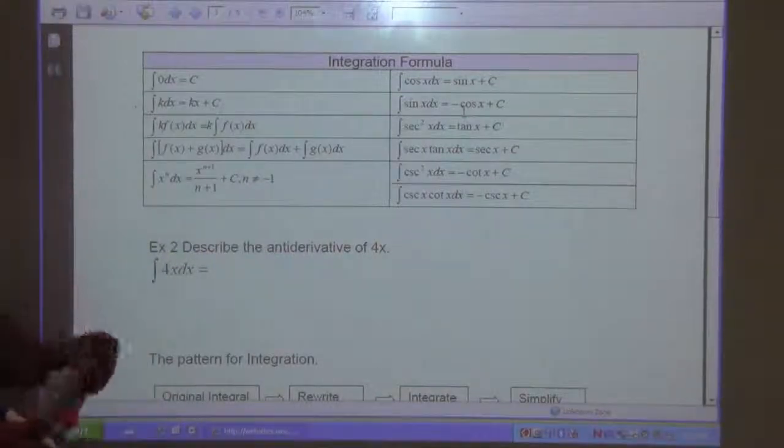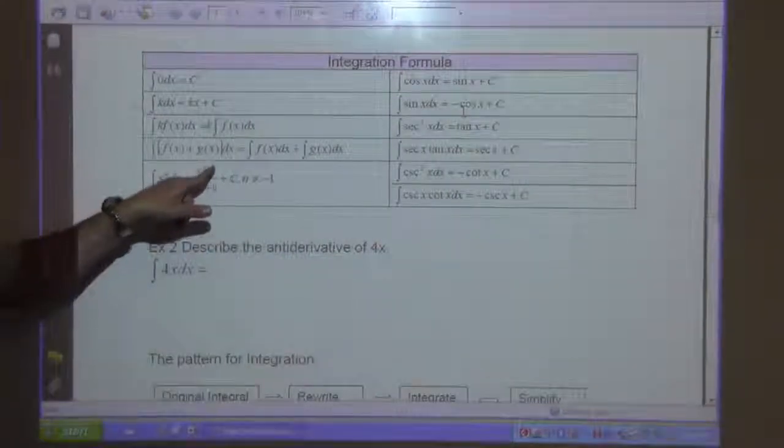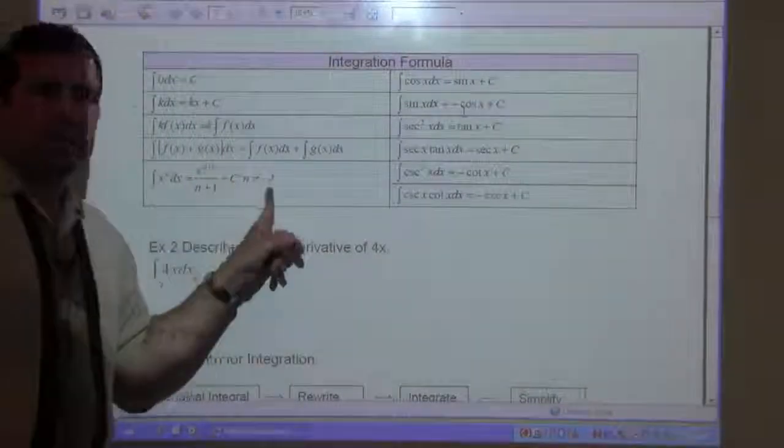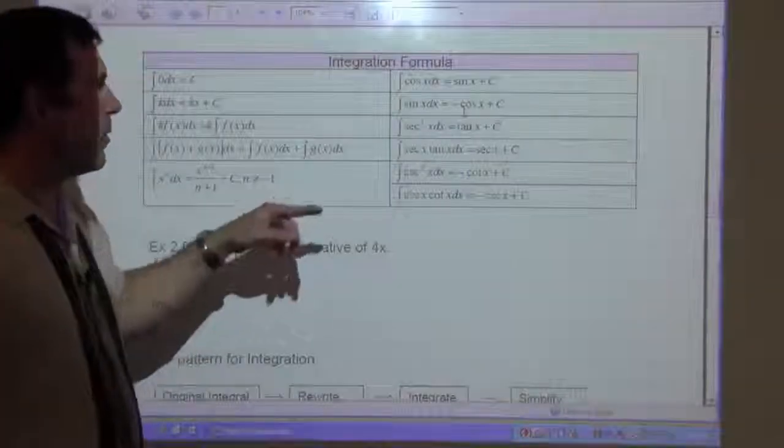The integral of x to the n dx is x to the n plus 1 over n plus 1 plus c, as long as n is not negative 1. That's a special case we'll get to later in chapter 5.